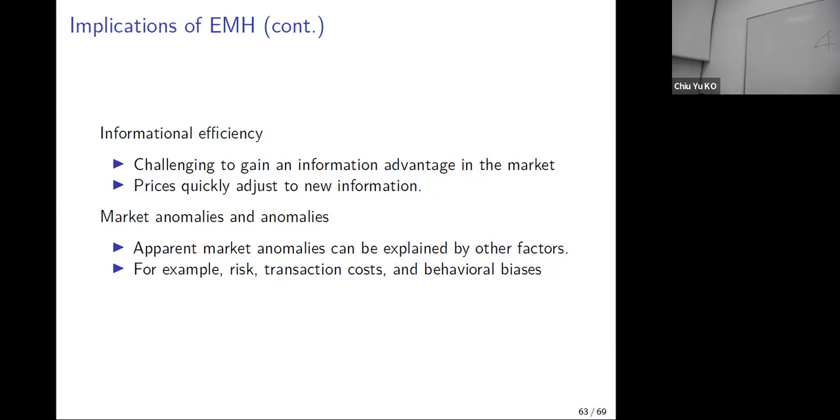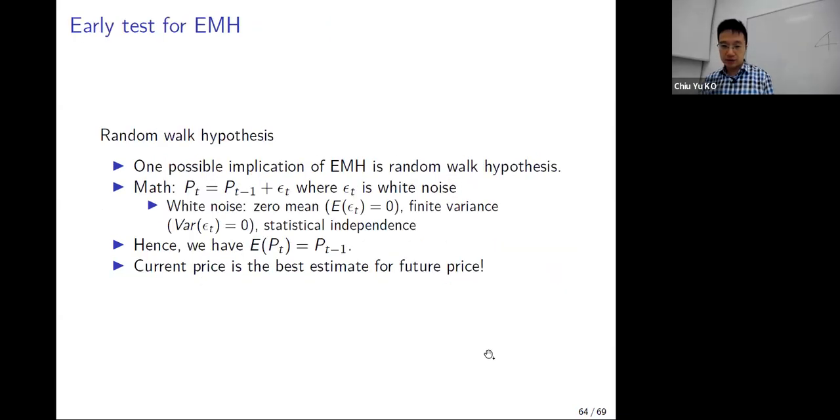Because people know the anomaly, if people know there's something special they can exploit, there are so many hedge funds doing that, right? So it's very difficult to beat the market, right? If there's something that can make money, then someone will come in. Okay?